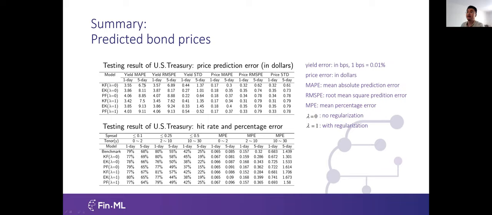And in 5 days ahead, it's around 9 bips. And if we go to the price, in the 1 day ahead prediction, the price error is no more than 20 cents. And in 5 days, it's around 30 cents. And here I list some metrics for the hit rate.